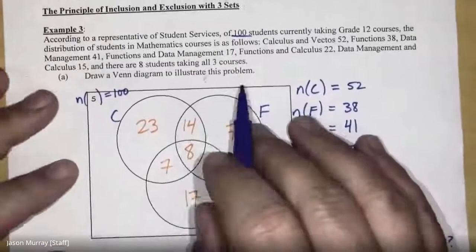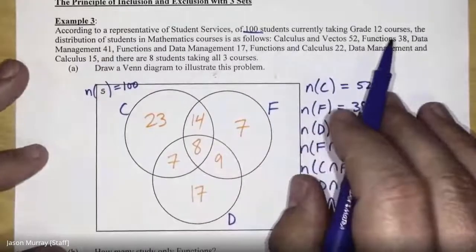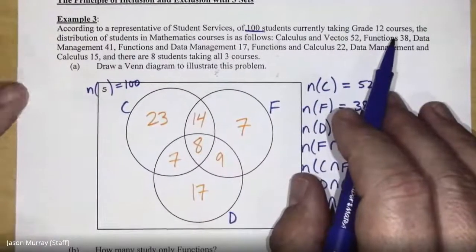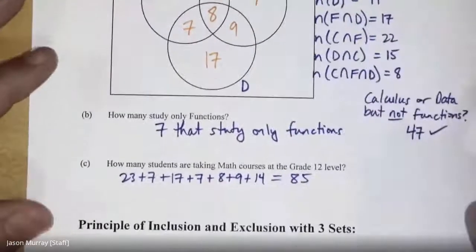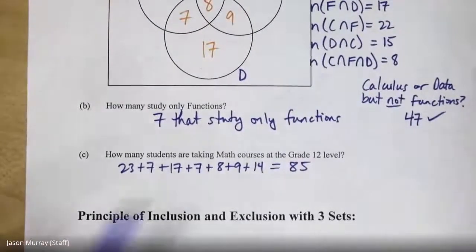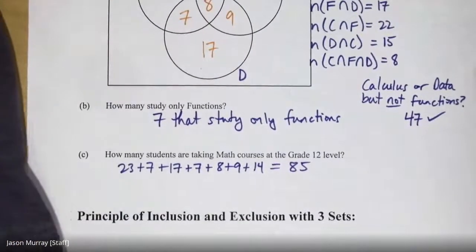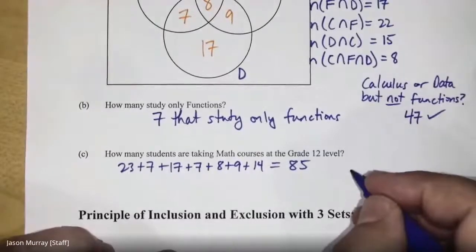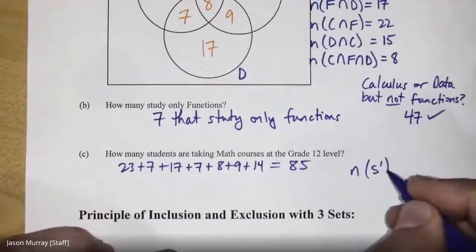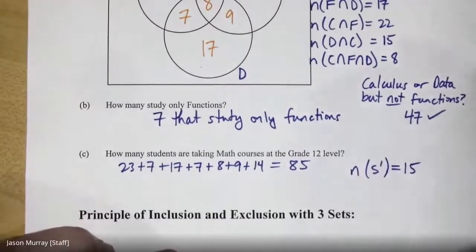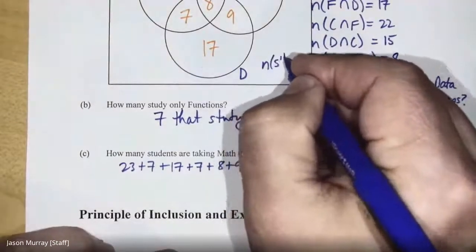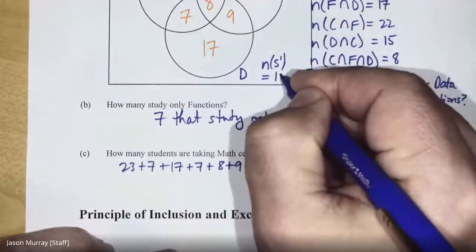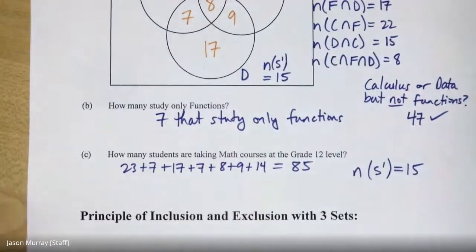Didn't it say that there's 100 students currently taking grade 12 courses? Uh-oh. What does that mean? Or what does that imply? Ryan? That 15 are not taking math. And we call that the number in the complement, or S complement. That is 15. So we can write that down here. S complement is equal to 15. There must be 15 students not taking any grade 12 math courses right now.